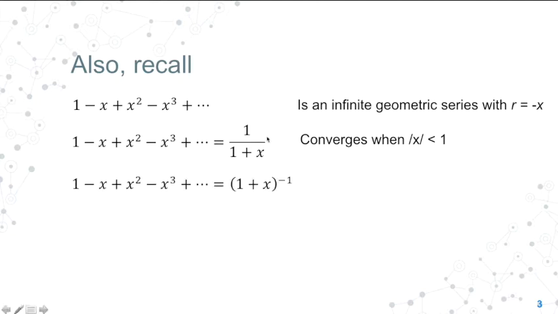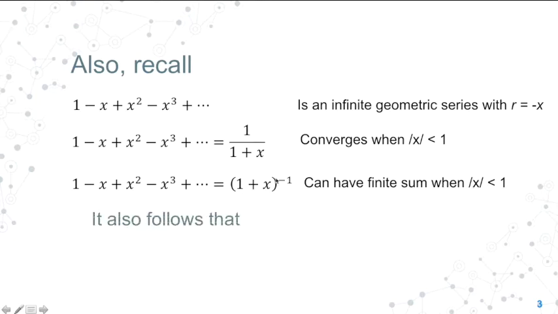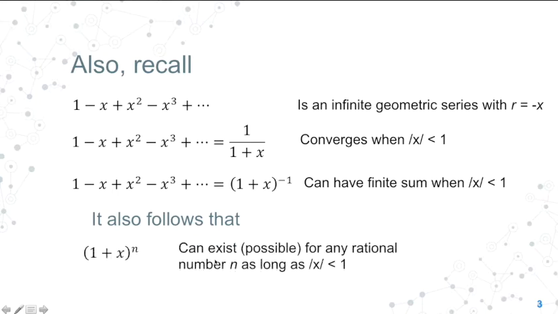All right. Now, we can also rewrite 1 over 1 plus x as 1 plus x to the power of negative 1. So you can now see here that 1 plus x to the power of negative 1 is existing. So it is possible, but with a certain condition, and the condition is the modulus of x must be less than 1. So it also follows that 1 plus x to the power of n, where n is a rational number, can also exist, as long as the modulus of x is less than 1.